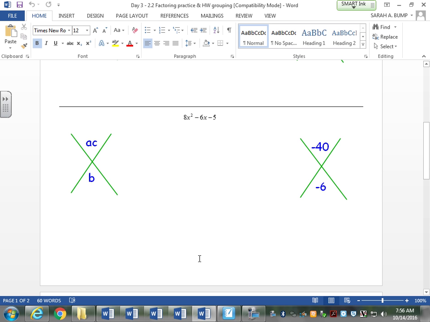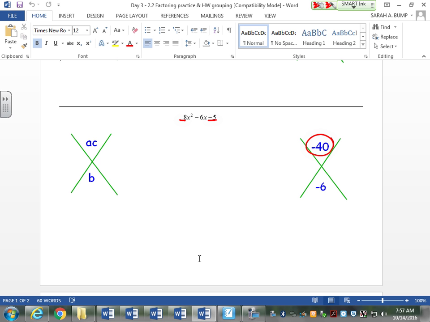If we look below it, this doesn't have as many combinations. This one I would probably encourage you guys to guess and check and not do the grouping method. But because today's topic is the grouping method, we're going to practice that. But 8 doesn't have a lot of factors and 5 is prime. So it would be much faster to guess and check. But if we multiply A times C, we're going to get the negative 40. That goes in the top. And the B value went below it, the negative 6.